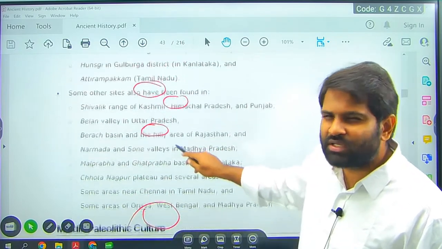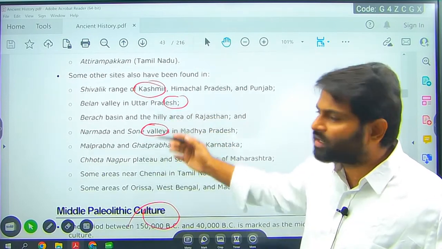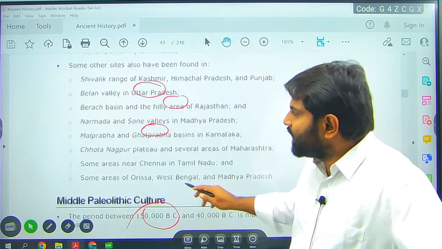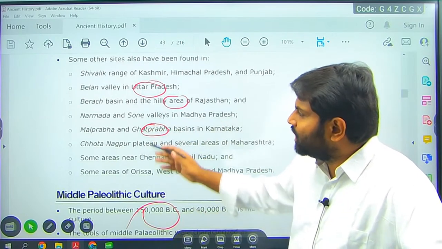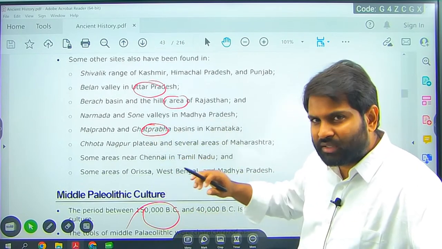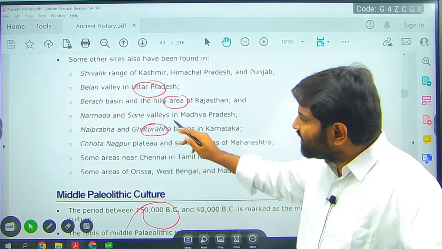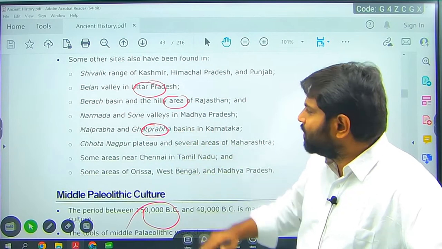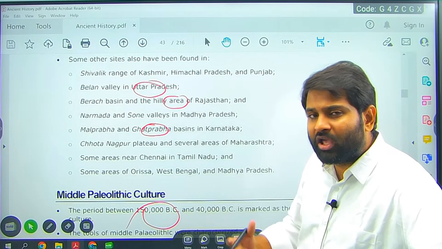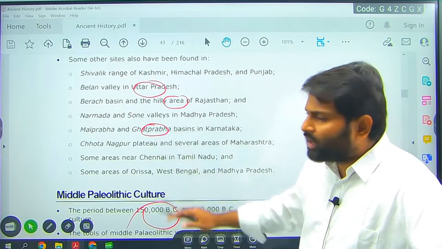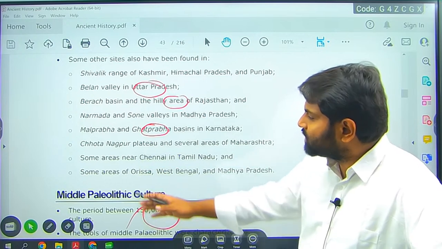When you see Shivalik ranges, Himachal Pradesh is covered, Punjab is covered, Kashmir is covered, Belan Valley is covered in Uttar Pradesh, and Banas Basin and hilly regions of Rajasthan, Narmada and Son valleys in Madhya Pradesh. Narmada and Son valleys is where we spoke about Bhimbetka. Remember this one clearly, Narmada and Son valleys of Madhya Pradesh, where we have Bhimbetka and Aurangabad, where rock cave paintings are important. Malaprabha and Ghataprabha for Hunsgi, and Chota Nagpur plateau.